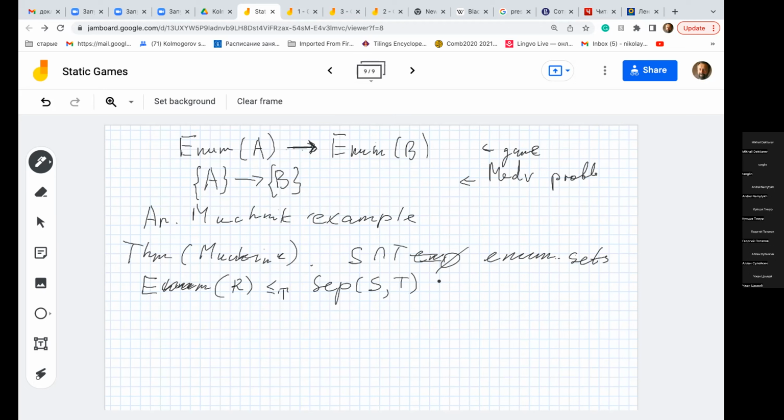So there is a machine, more or less, an oracle Turing machine, that with any oracle that separates S and T enumerates R in that sense. Then this implies that R is actually computably enumerable.